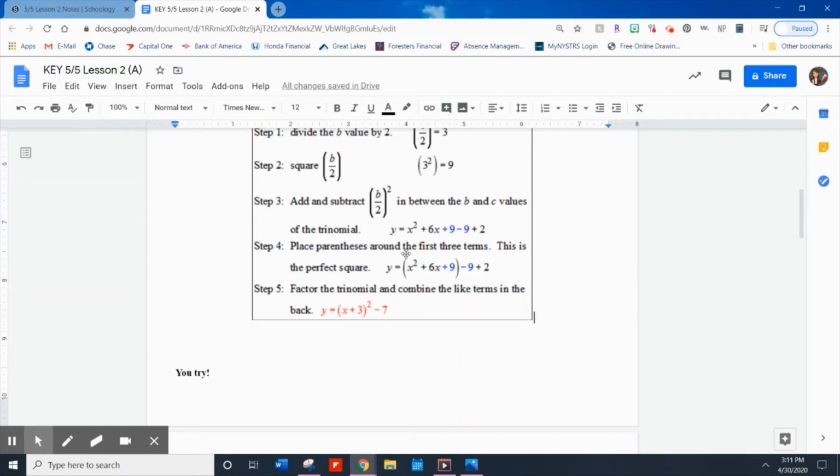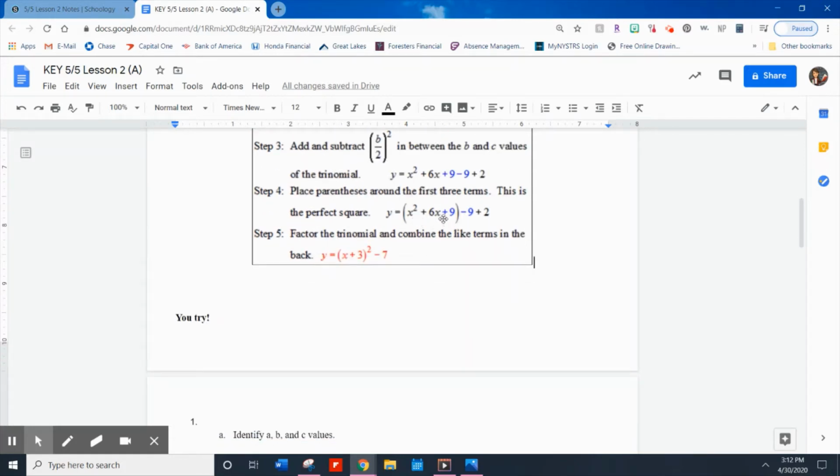Then you're going to place parentheses around the first 3 terms, okay? It's a trinomial that you're putting parentheses around. This is what we call a perfect square trinomial. I'll explain that in a second. If we factor this, let me get out my pen here. So if we factor this trinomial right here, GCF is a no-go, difference of squares is a no-go. We're going to do basic trinomial factoring. And this type of factoring is going to look the same every single time that you complete the square. So we're looking at factors of 9 that add to 6.